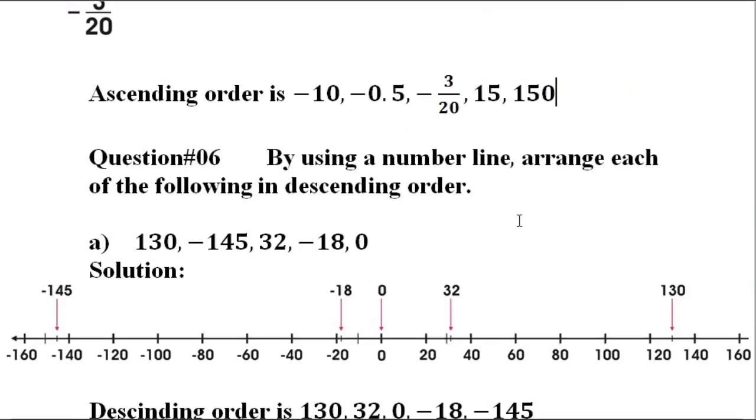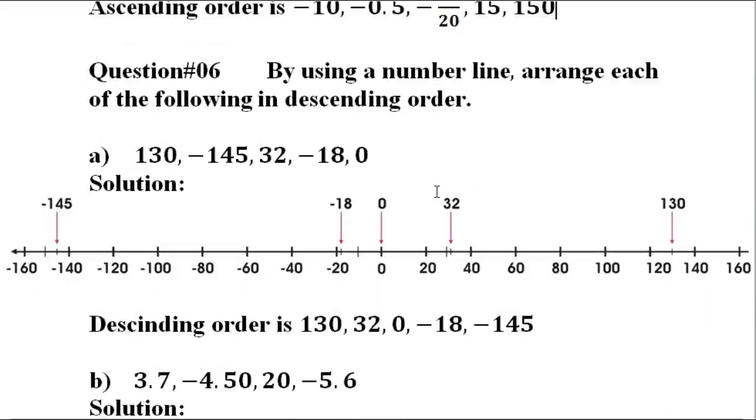Now moving on to question number 6. The statement is as follows. By using a number line, arrange each of the following in descending order. First part of the question is positive 130, negative 145, positive 32, negative 18, and 0.